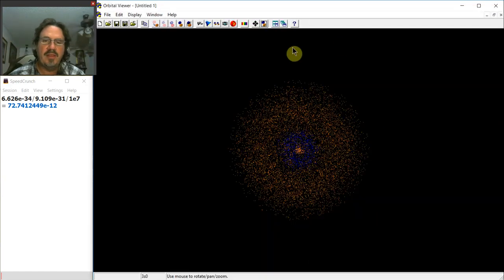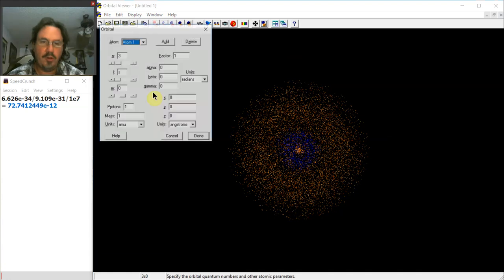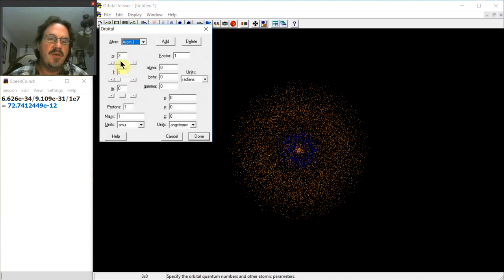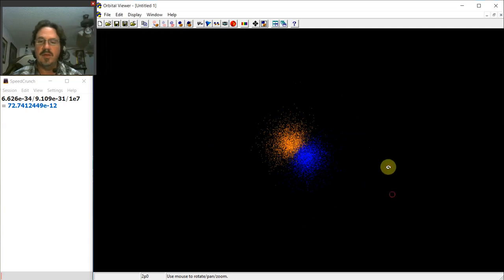To get a better picture of that, let's go back to this program and pull up a P. Now the first time you find a P is in the second level, not the first level. It can't exist in the first level. The first level only has an S, if you remember that chart we did. But the second level has both an S and a P. So we'll put a 2 in here, and let's put a P in here and see what that looks like. Well, there we go.